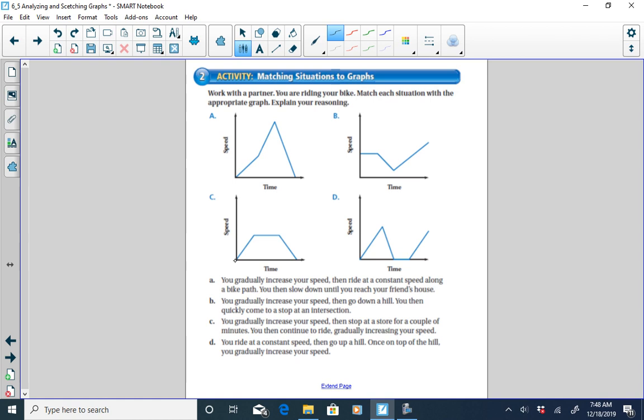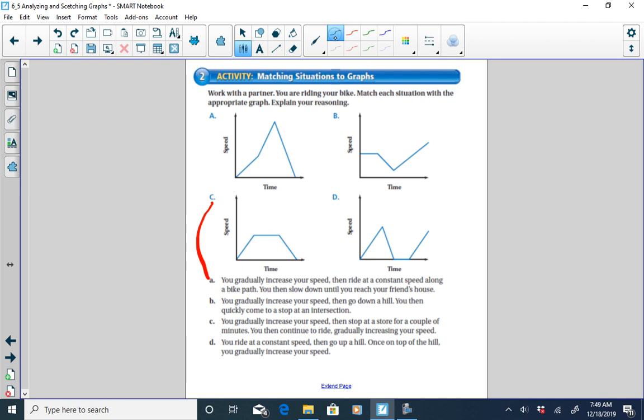So we gradually increase our speed. That means our speed has to go from 0 and increase. So that eliminates choice B here, because speed has to gradually increase. So we're looking at these three graphs here. Then the next sentence says, then you ride at a constant speed. And that would have to be this graph here, because we gradually increase the speed here, and then we ride at a constant speed, and then we slow down when we reach our friend's house. So choice A would have to match up with choice C. A and C would be matched together.